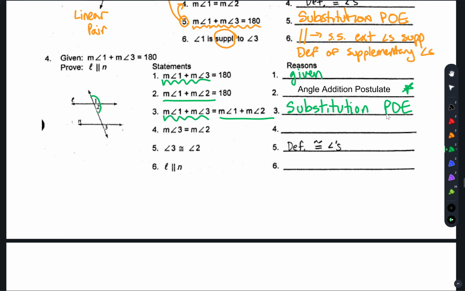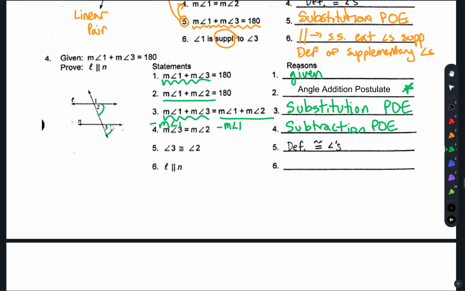All right, number 4. What'd we do? Casper. What did you subtract from both sides? Subtract the measure of angle 1 from both sides. Step 5 just changes that equal sign to a congruent symbol. What is step 6? I have now concluded, well, I have hypothesized, I suppose, that 2 and 3 are congruent. Therefore, L and N are parallel.